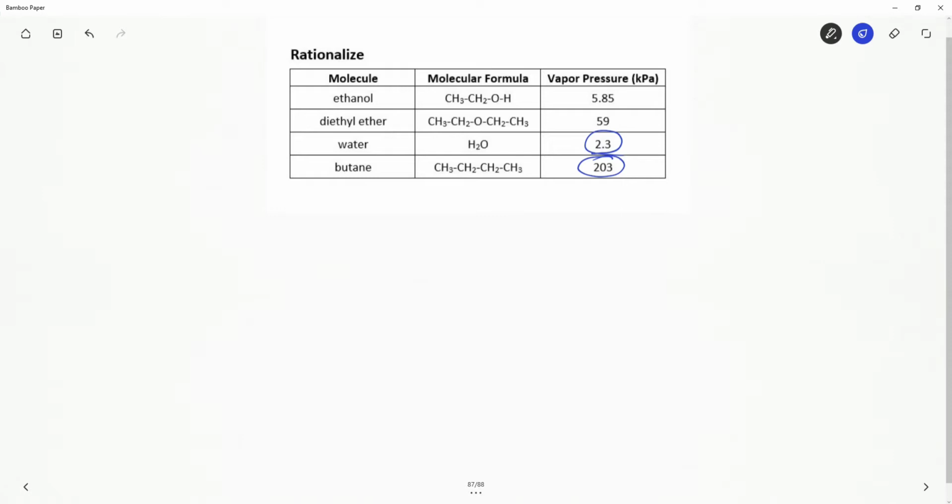So let me look at my highest vapor pressure, butane. Well, if I look at my molecular formula here, I see that butane is just a pure hydrocarbon. It is nonpolar. If I have a nonpolar molecule, then my main intermolecular force is going to be the London dispersion force. As we know, London dispersion forces are fairly weak. Let's take a look at water. We have seen water so many times, we know that water has hydrogen bonding. Hydrogen bonding is one of our strongest intermolecular forces.